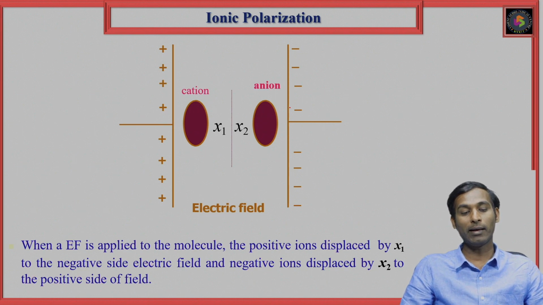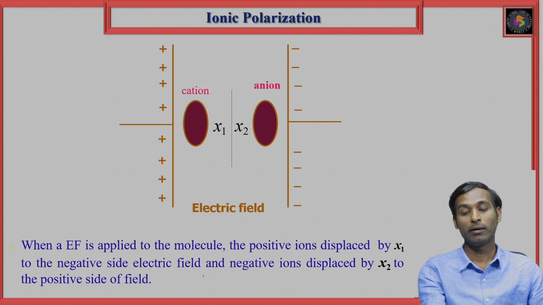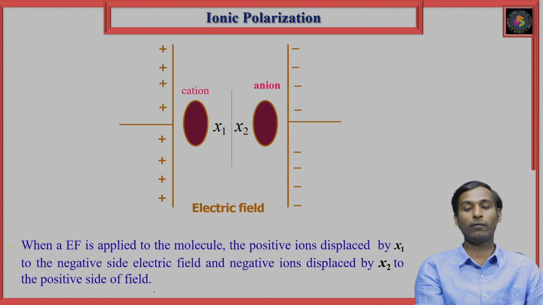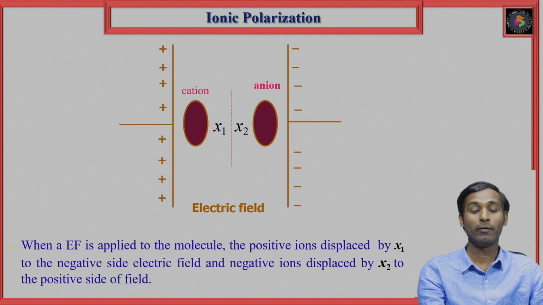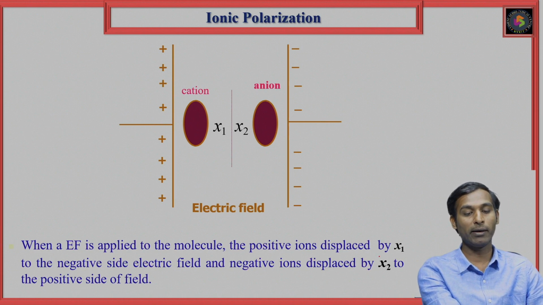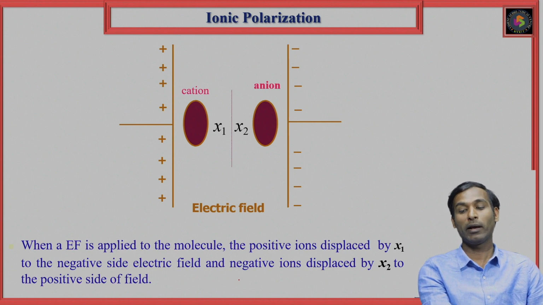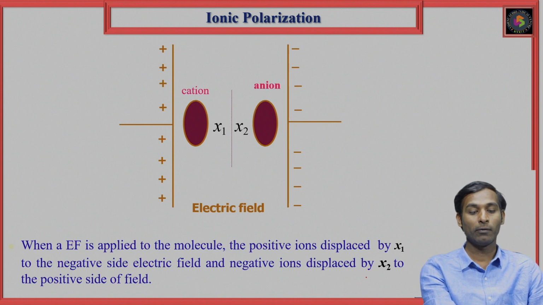So here, when an electric field is applied to the molecule, our molecule is NaCl, the positive ions are displaced by x1 to the negative side of the electric field and negative ions are displaced by x2 to the positive side of the field. Now you can see anion, negative side, cation, positive side. We are applying the electric field here. When an electric field is applied to the molecule, the positive ions are displaced by x1 to the negative side of the electric field and negative ions are displaced by x2 to the positive side of the field, right?